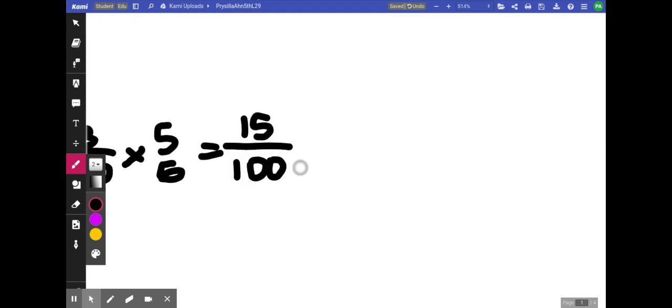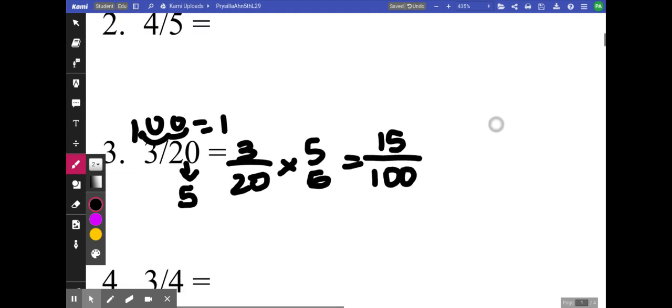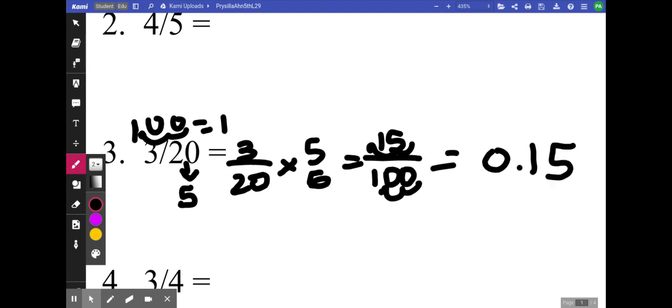And then remember what I did before, you move the decimal twice. You're going to move this twice to make it 1. Move this twice. You get an answer of 0.15.